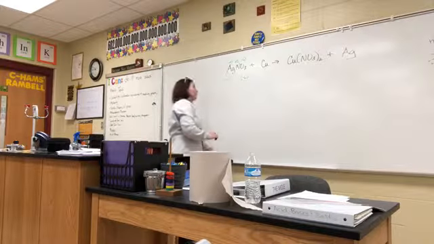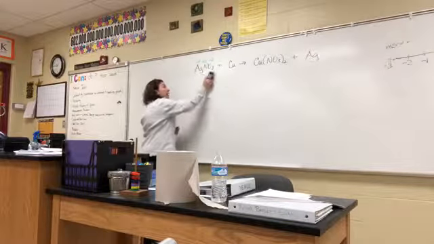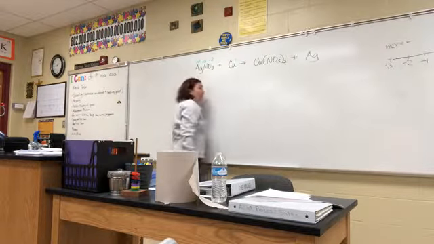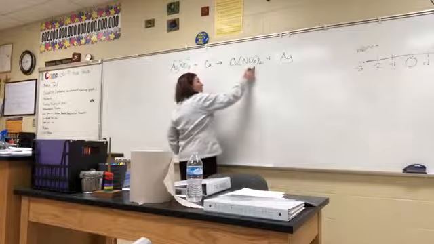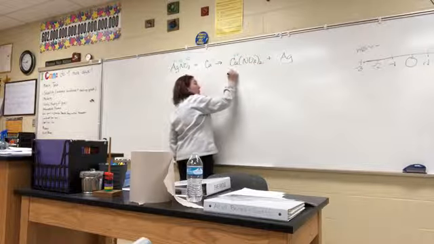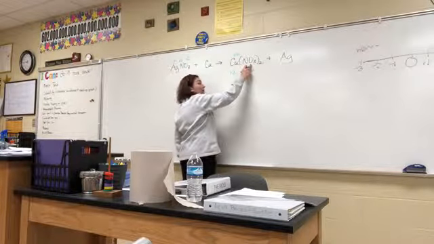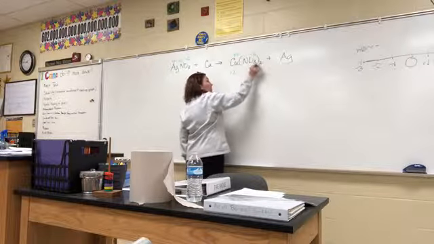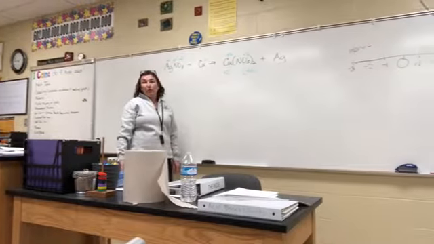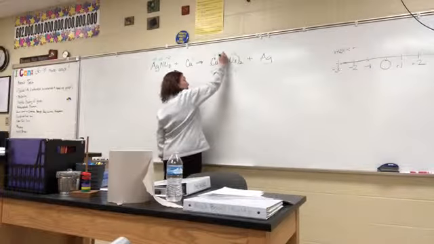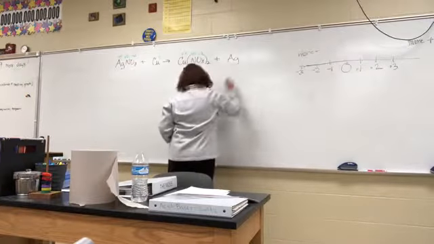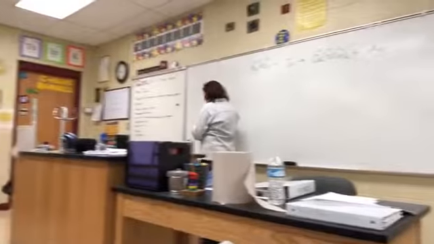So you have to write those out. Okay? Copper has a charge of what? 0. Thank you. Now on the product side, copper has a charge of +2. Oxygen has a charge of -2. 2 times 6 is -12. So what's nitrogen's charge going to be? +5 again. And then silver's charge is what? 0.